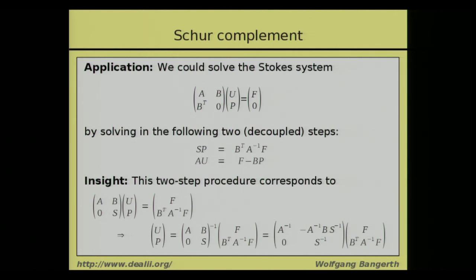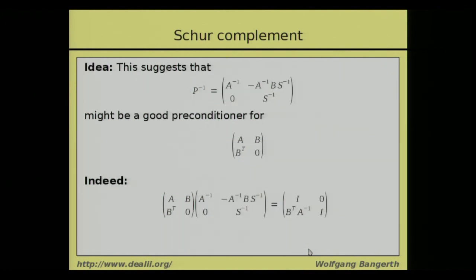I have an equivalent problem here as I had to the original Stokes problem, so that suggests that maybe this one here would be a good preconditioner for the Stokes matrix. And that is indeed what a lot of people use. So it suggests that we take this matrix as the preconditioner for this thing here. And I can multiply this out. I can see what happens if I do this.